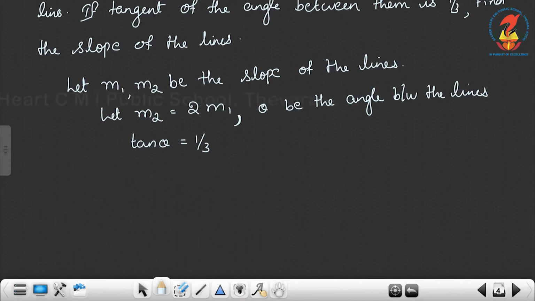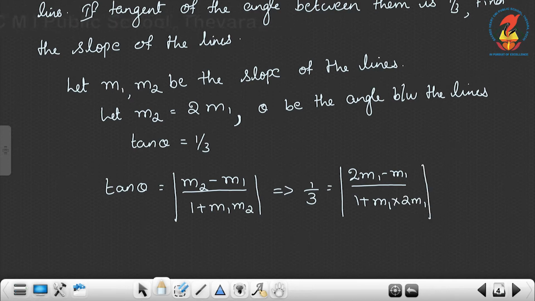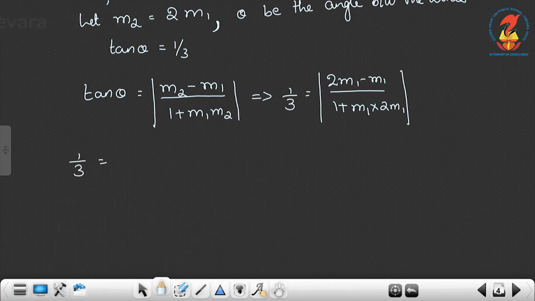If theta is the angle between two lines, then we have the formula: tan theta is equal to modulus of (M2 minus M1) by (1 plus M1 M2), the acute angle theta between two lines. So tan theta is 1/3, which equals modulus of (2 M1 minus M1) by (1 plus M1 into 2 M1). So 1/3 is equal to M1 by (1 plus 2 M1 square).